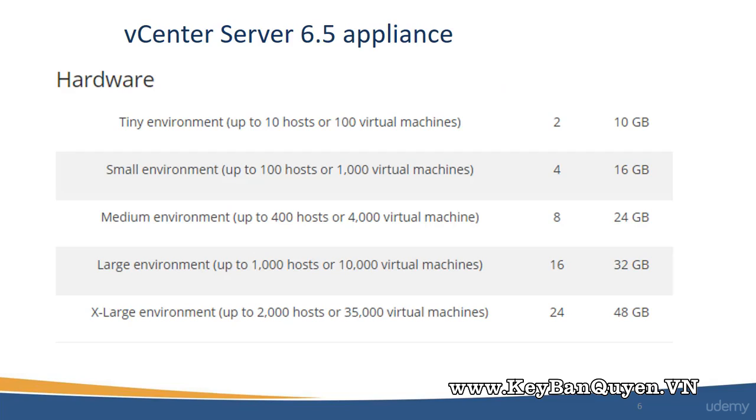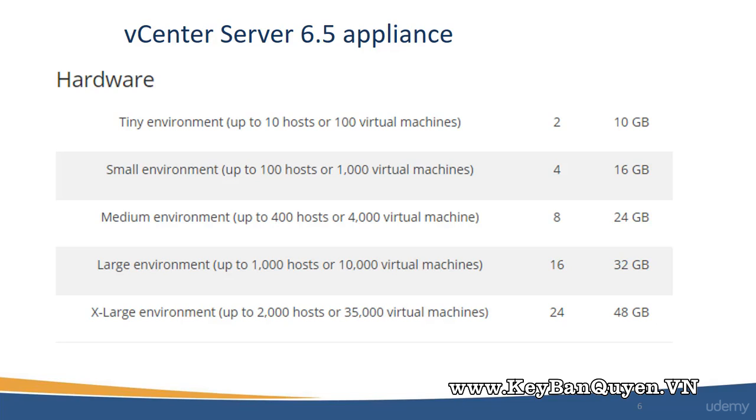Then we have the hardware. In the hardware, when we want to create a tiny environment, that means up to 10 hosts and 100 virtual machines, we need to have at least 2 CPU and 10 gigabytes of RAM. Of course, our lab is a very tiny environment.